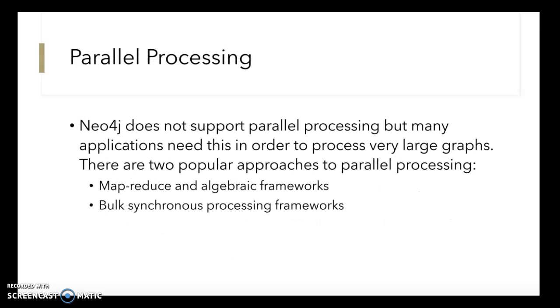Okay, parallel processing. Neo4j does not support parallel processing, but many applications need this in order to process very large graphs. There are two popular approaches for parallel processing. The first one is MapReduce and algebraic frameworks. Graphs can be stored in a parallel storage system partitioned across multiple machines. The second one is bulk synchronous processing frameworks. The graph is typically stored in memory with vertices partitioned across multiple machines.